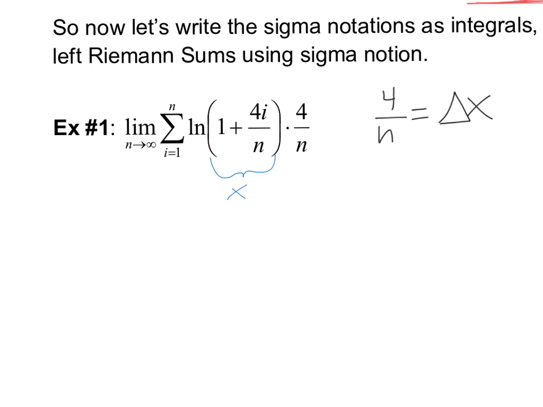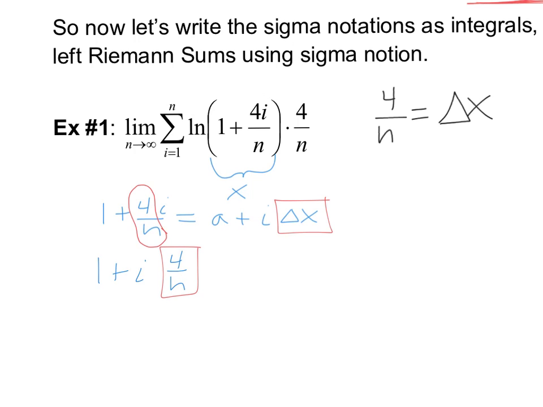This is like your x. So this is like saying 1 plus 4i over n. This equals a plus i times delta x. Well, we can already see what our delta x is. It's 4 over n. So we can see that this part right here is like the delta x. And so we can actually separate this all out. If you were to rewrite this, this is like saying 1 plus i times 4 over n. And so here's your delta x, right? Here's your i.